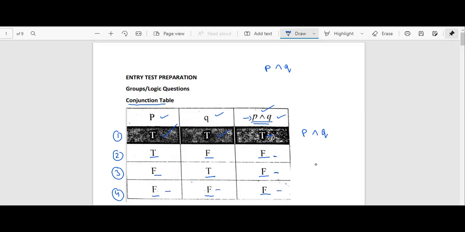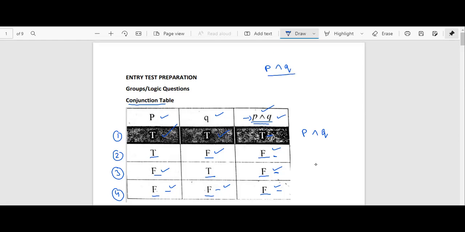It is false when either of P and Q is false, right? Here Q was false, this was false. Here P is false, so again this is false. And when both are false, P intersection Q is false, right? So I hope it is clear. Just know this table, just understand this table, just learn this table somehow, and you will know how we are going to use this in our questions, right? So this is basically the conjunction table.